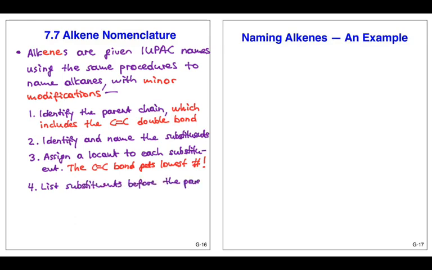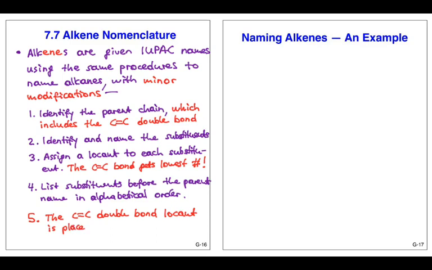Then you're ready to assemble the name. So you first list all the substituents before the parent name in alphabetical order, analogous to how we have been doing this for alkanes. Make sure that any prefixes, something like a dimethyl, the di, or trimethyl, the tri, you wouldn't count that for the alphabetizing.